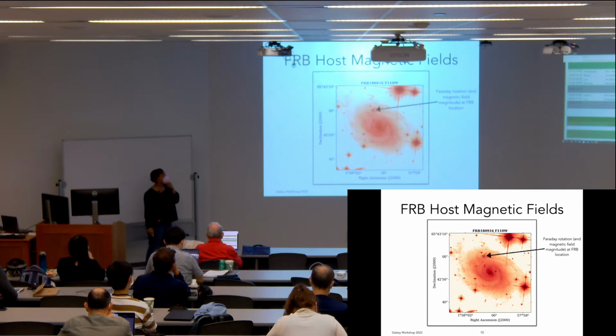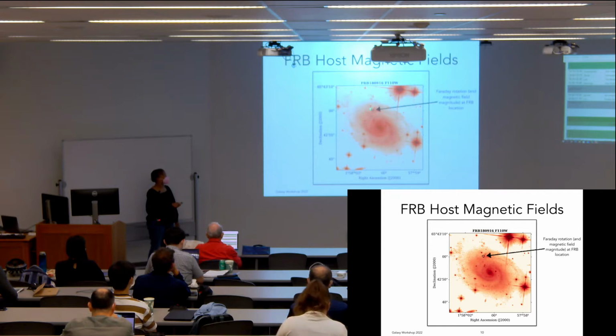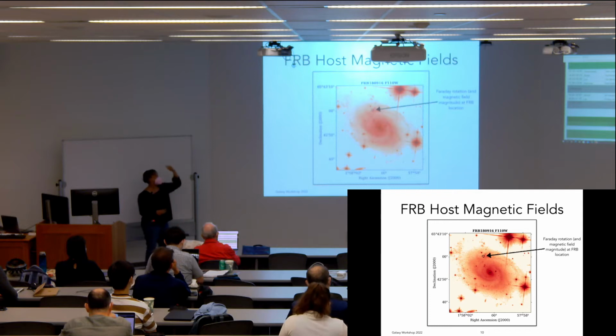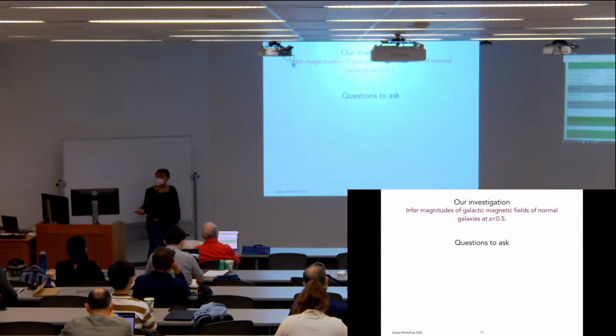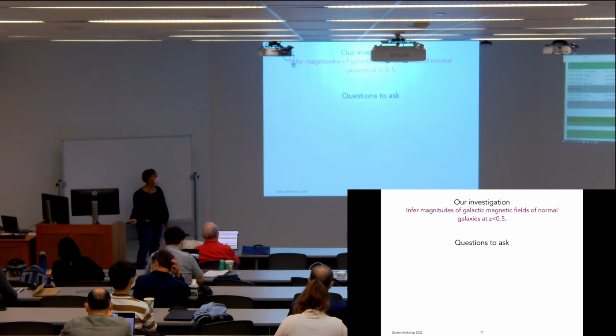So we're able to take a closer look at the magnetic fields of FRB host galaxies, mostly right at the location of the FRB, so looking at its immediate environment, but also what magnetic fields are greater than that, along the line of sight that the FRB traveled through. For the main point of our investigation, we want to infer the magnitudes of galactic magnetic fields of these galaxies that are at a redshift less than 0.5.